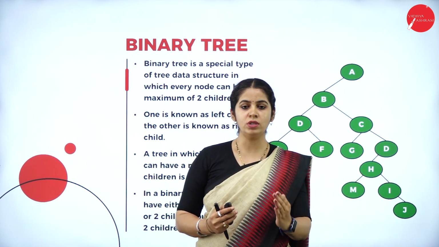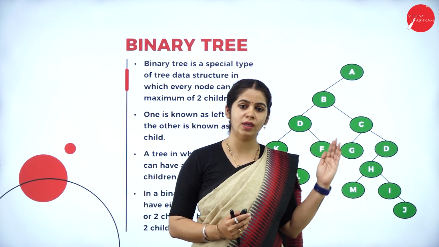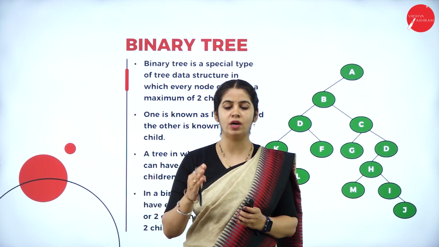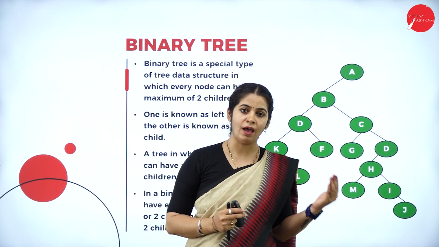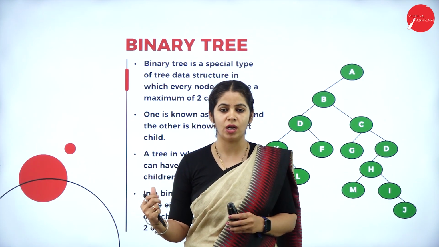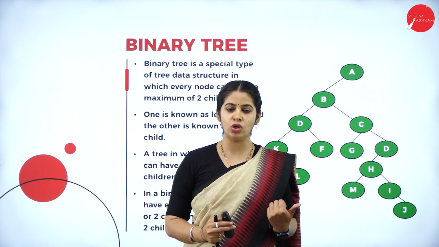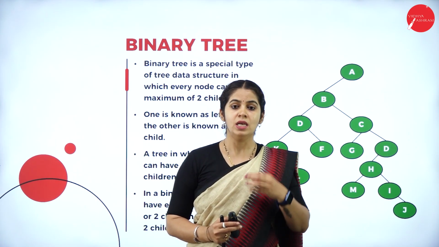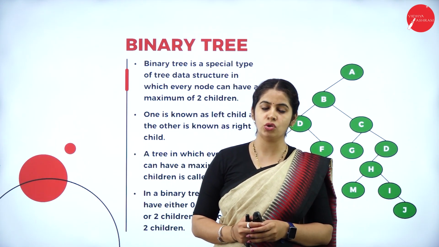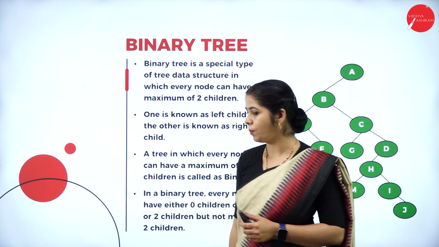When we have 2 children, one is for the left and one is for the right. One is the left child and one is the right child. Either it should have a right child, it should have both a left and right child, or it should not have anything. Such type of tree representation is called a binary tree.